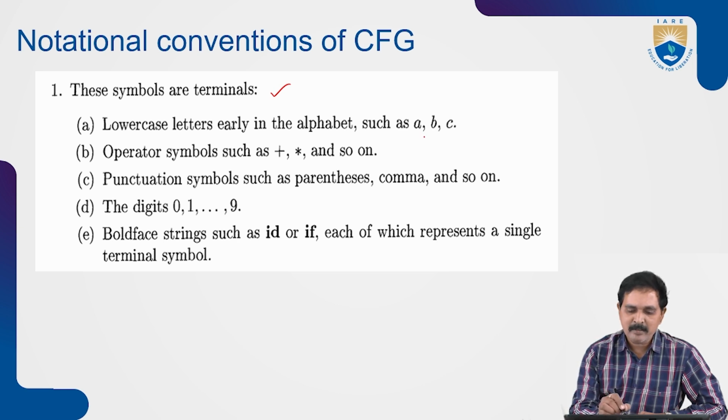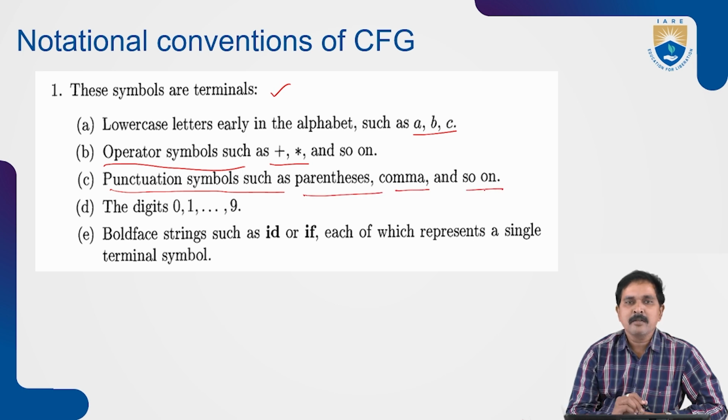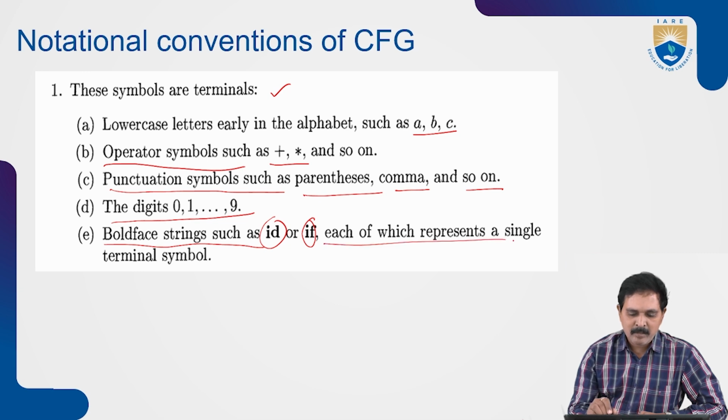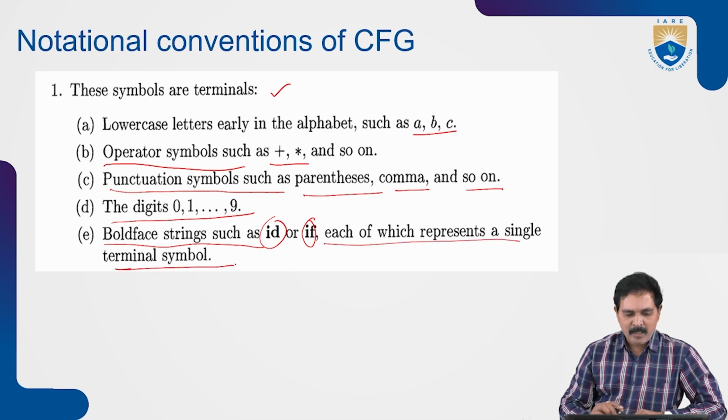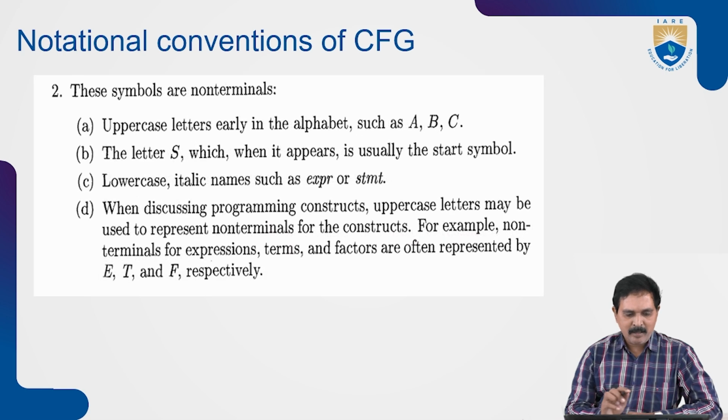What are the symbols? All lowercase letters and operator symbols, and different punctuation symbols like parentheses, commas, and so on are also considered terminals, and digits between 0 and 9, and boldface strings such as id to describe an identifier. Some keywords like if, do, while, subtract, union are also considered terminal symbols. Coming to the second classification of symbols: non-terminals.